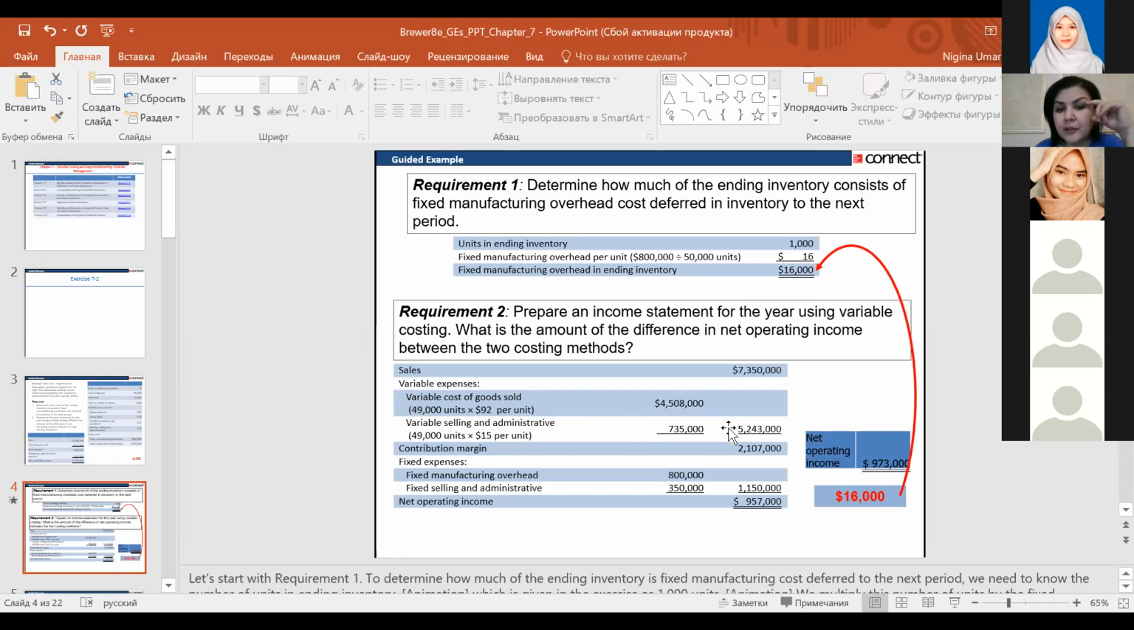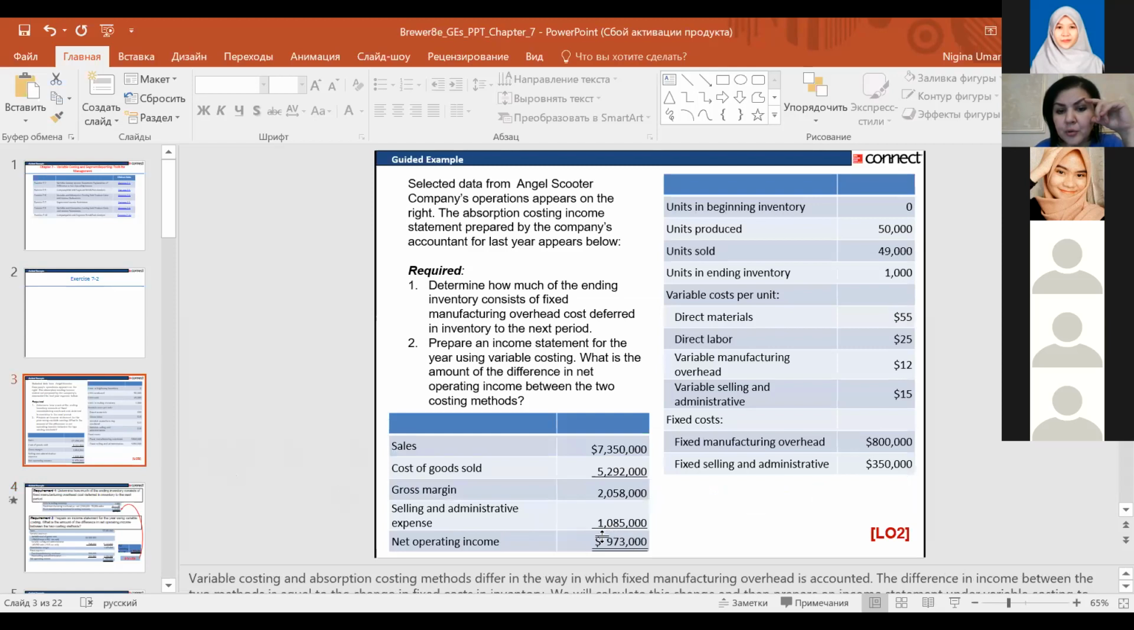Okay, and we find out the total variable cost. If we subtract total variable cost from sales revenue, we get contribution margin. Then contribution margin minus all fixed manufacturing and fixed selling and administrative. And then we get net operating income. So you see the net operating income on the variable costing is lower than on the absorption costing. Why is it lower?